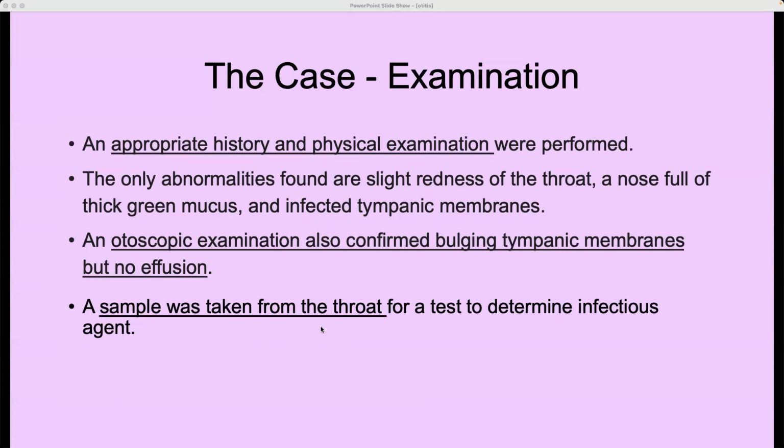Okay, an appropriate history and physical examination were performed. Remember that these codes, as of last year, don't have counting elements of history or elements of physical exam, but it just says appropriate. So what the doctor did is appropriate. We also see an otoscopic exam to confirm bulging tympanic membranes. This gives us more information. And a test was done, a sample was ordered from the contents of the throat.